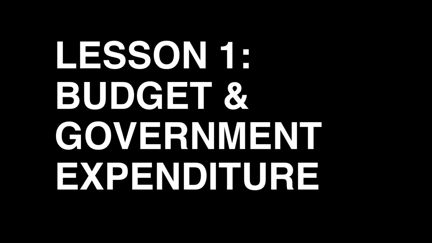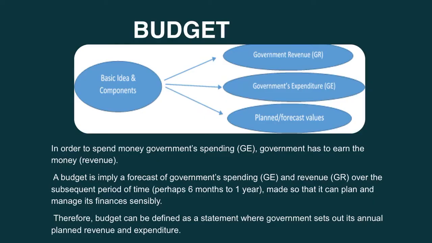Let's go on to lesson 1 on the budget and government expenditure. As we discussed earlier, there are two important key points that you have to know: one is GR, the other is GE. GR is government revenue, and GE is government expenditure, or sometimes you can say government spending. In order to spend money, the government has to earn money. The government's earning is what we call government revenue, and government spending is what we call government expenditure.